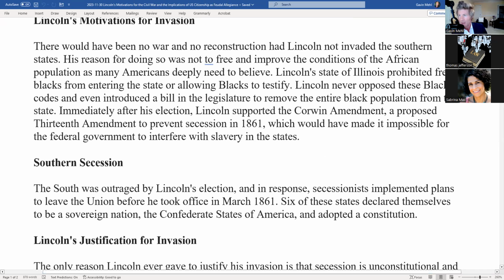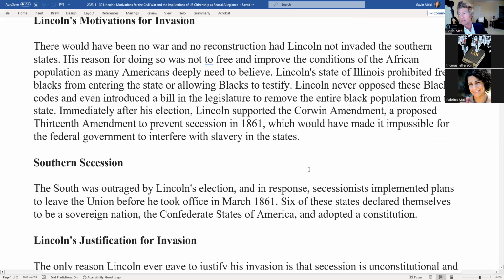So there would have been no war and no Reconstruction had Lincoln not invaded the southern states. His reason for doing so was not to free and improve the conditions of African American populations, as many Americans deeply need to believe. Lincoln's state of Illinois prohibited free blacks from entering the state or allowing blacks to testify. Lincoln never opposed these black codes, and he even introduced a bill in the legislature when he was at the state level to remove the entire black population from the state.